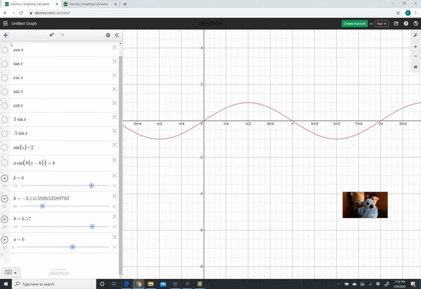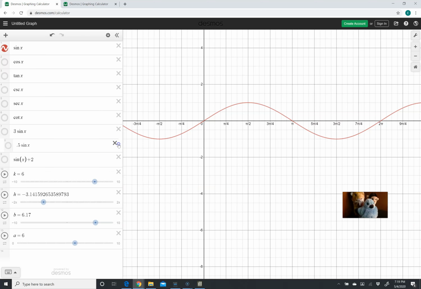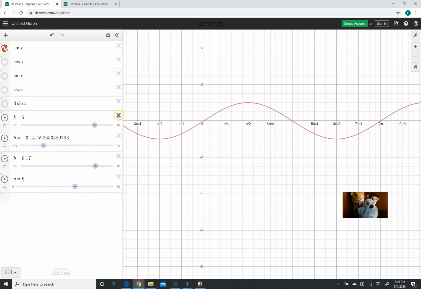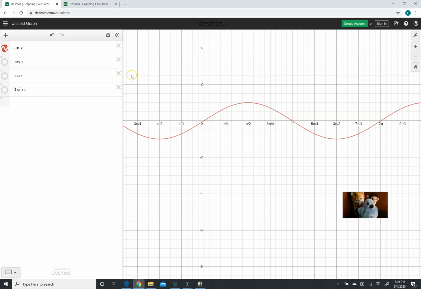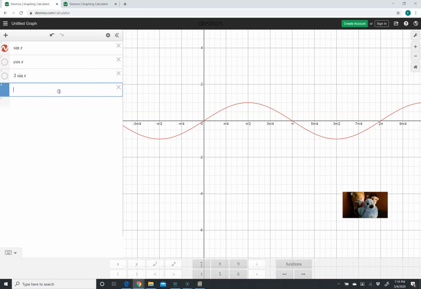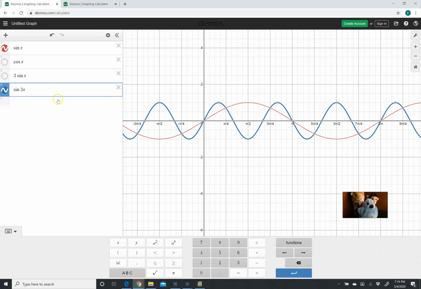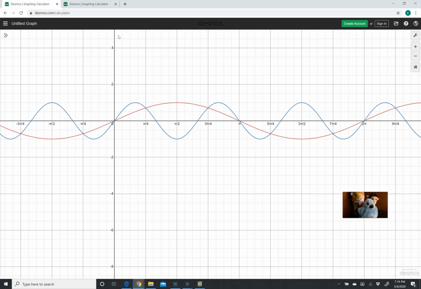Now if we change this frequency, let's take some of this out. This is from the previous lesson, so I want to take some of it out so it's less confusing. We'll leave the cosine in there. Let's change the frequency. So the frequency is a horizontal stretch or shrink. So in this case, we're multiplying, so it's a horizontal shrink.